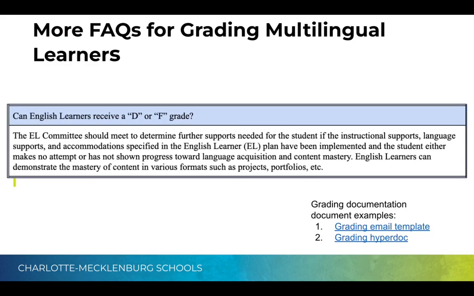Can English learners receive a D or an F? So the EL committee should meet to determine further supports needed for the student if the instructional supports, language supports, and accommodations specified in the English learner plan have been implemented and the student either makes no attempt or has not shown progress toward language acquisition and content mastery.